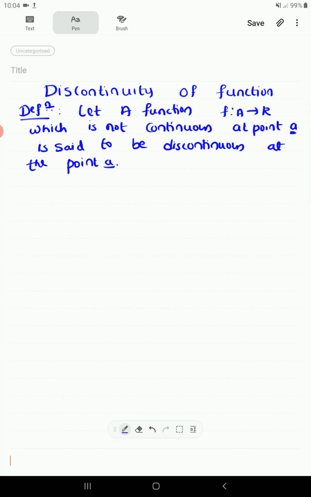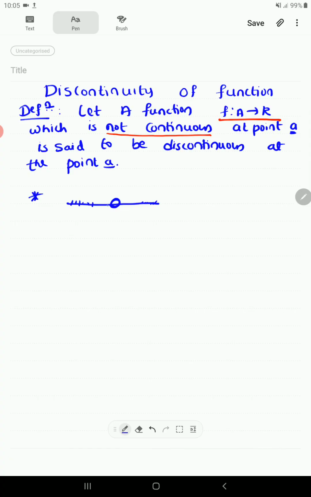We have seen in the previous videos how we say the given function is continuous. So if that particular function is not continuous, then we call it discontinuous at a given point a. For example, when you are defining it in an interval, even if the function is continuous at every point but discontinuous at a single point, that function will still be discontinuous in that interval.